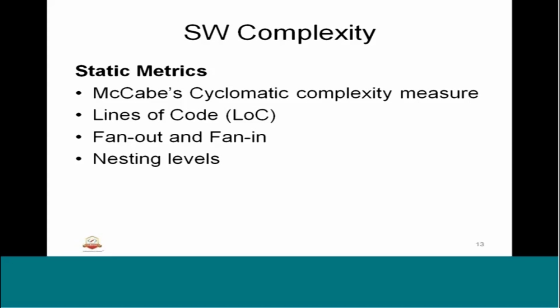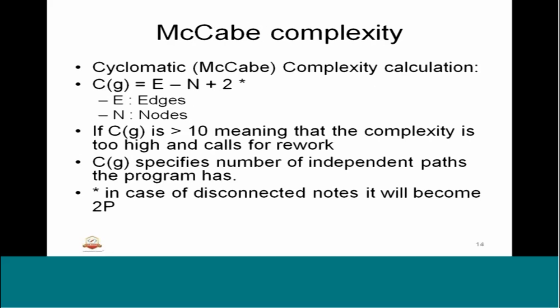And McCabe complexity. So there are a number of decisions in a program or the control flow graph. Here you can see the edges that the program has and the nodes that the program has, plus 2 will give you the complexity measure. That is how the calculation is done.